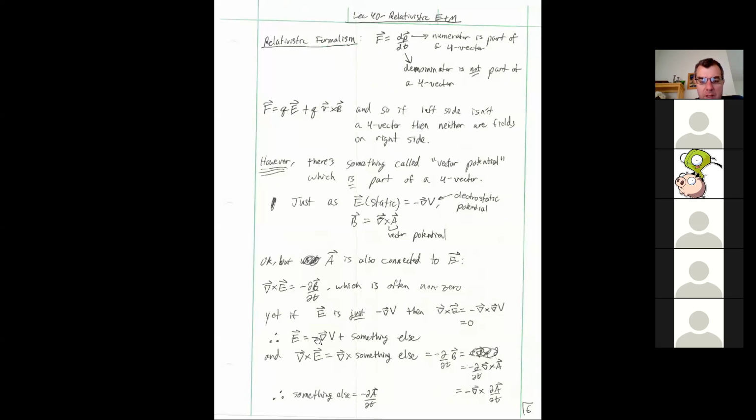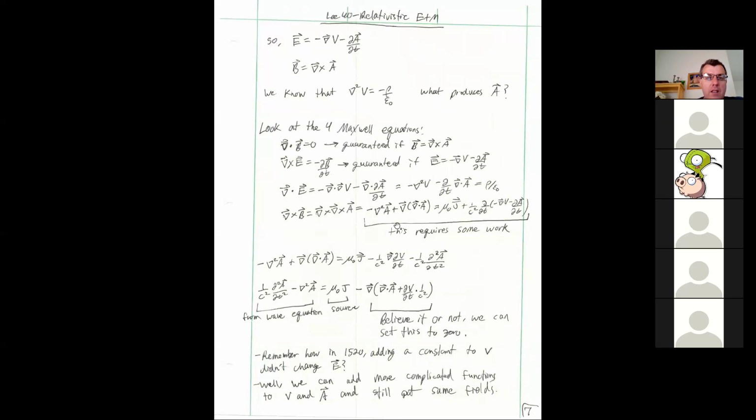All right, so E must be minus the gradient of potential plus something else. And the curl of E would be the curl of that something else. It would also be minus the time derivative of B. And minus the time derivative of B is minus the time derivative of the curl of A. And we can take derivatives with respect to independent variables in any order we want. So that something else must be minus the time derivative of A.